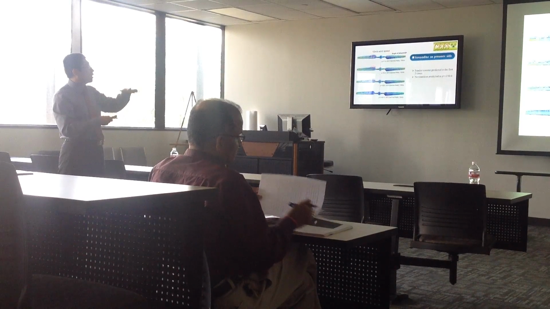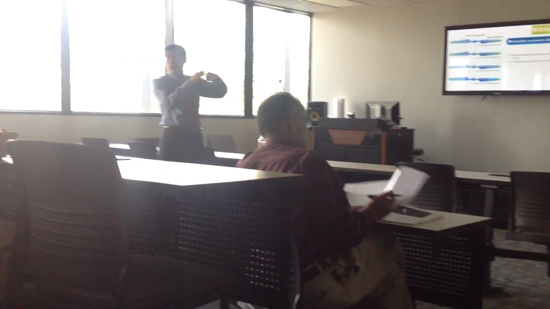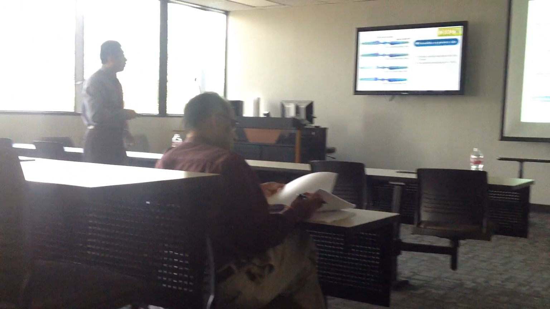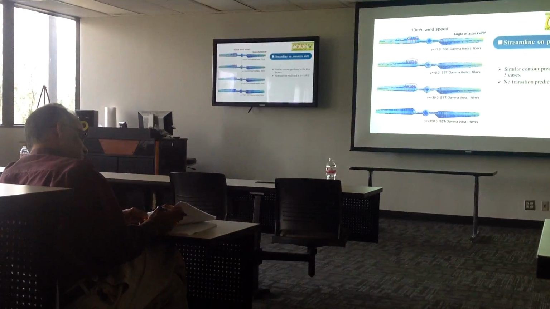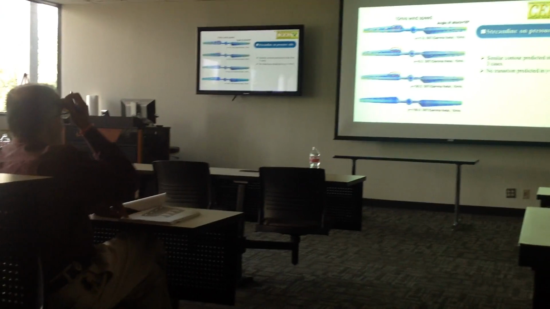Now we come to the pressure side of the wind blade. You can see for the first 3 cases, a similar contour, just for the last one, a different contour, where no transition is predicted there.